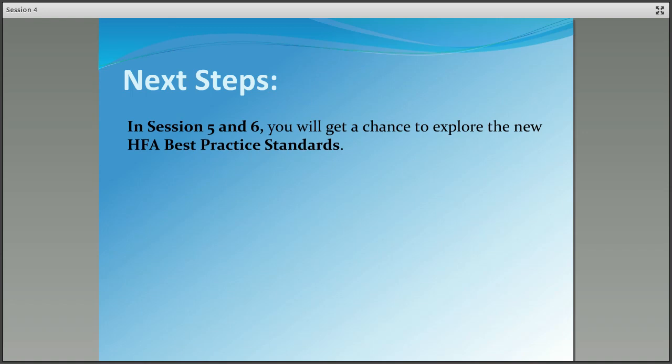Okay, in sessions 5 and 6, we will be tackling some of the changes in the best practice standards, and we'll take a look at them through the lens of a family resource specialist and a family support specialist.